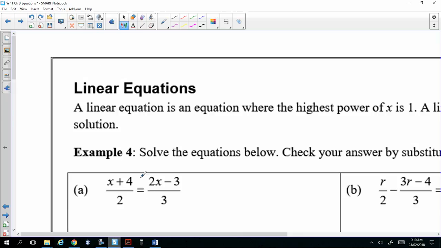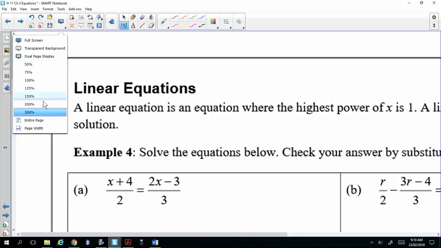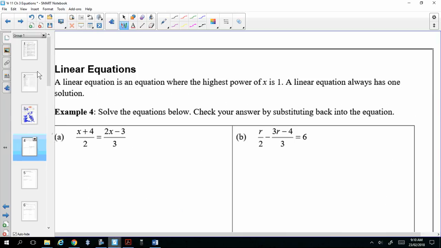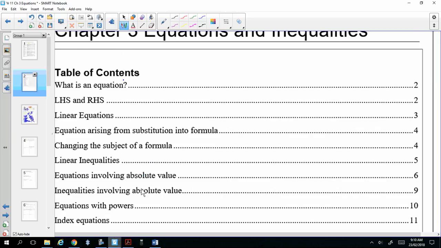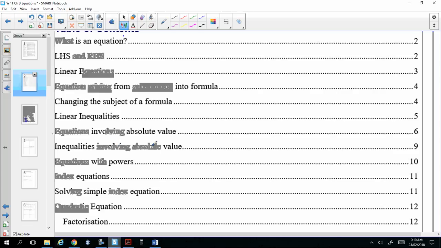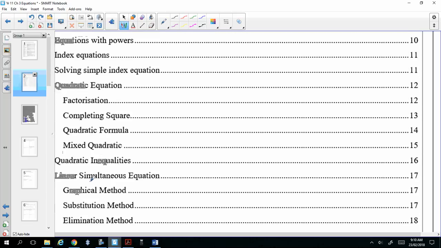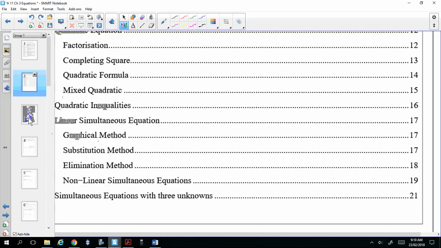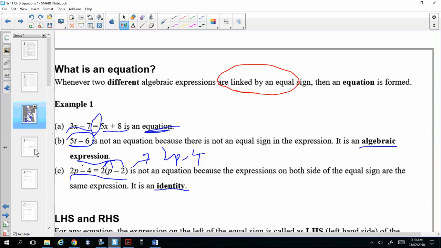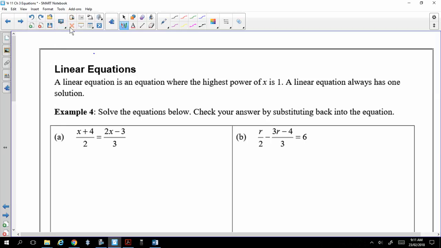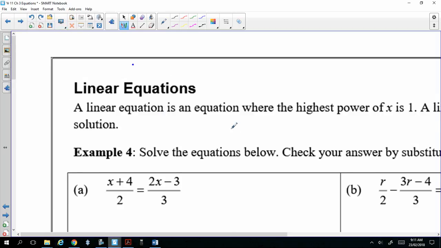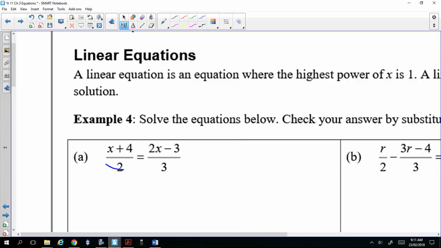Alright, we're going to solve linear equations. In this topic, we'll be solving a variety of equations: linear equations, quadratic equations, equations with absolute value, simultaneous equations. So we're going to solve all the different types of equations. But the first type we're going to solve is the linear equation. The word linear means line, so if you graph this equation, you'll get a straight line. That's why it's called a linear equation.